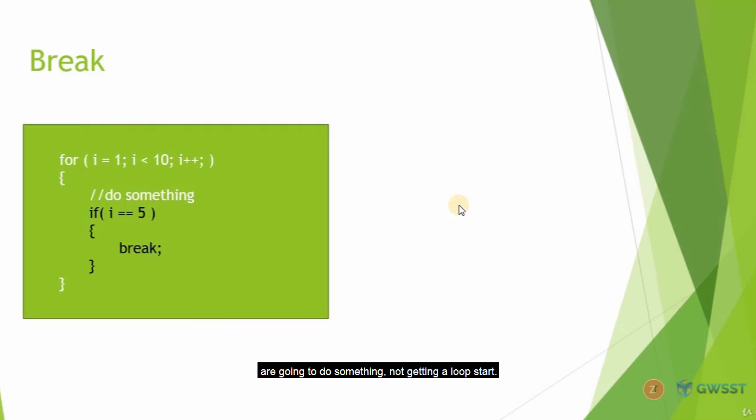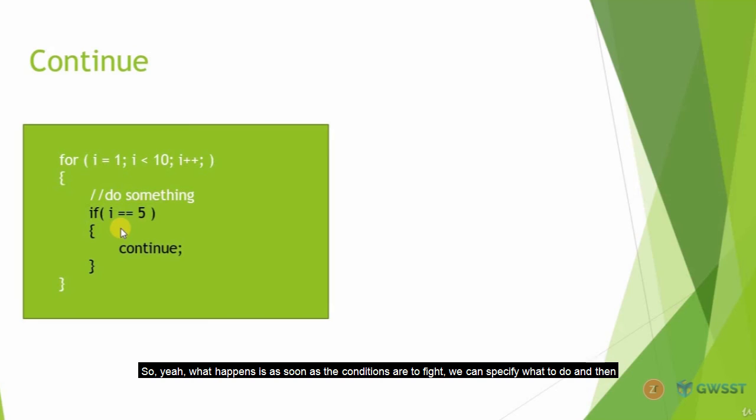Now getting a loop started is quite easy, but one of the difficult parts is to stop the loop in between. Let's just say I have i equals 1 and I want to loop around 10 times, but I want to stop when it reaches 5. This is what you can do. You can specify if i equals 5, we can use a break keyword. As soon as the loop reaches 5, it is going to break the loop. The same way we have the continue keyword. Here, as soon as the condition is met at 5, we can specify what to do and then we can continue the loop.